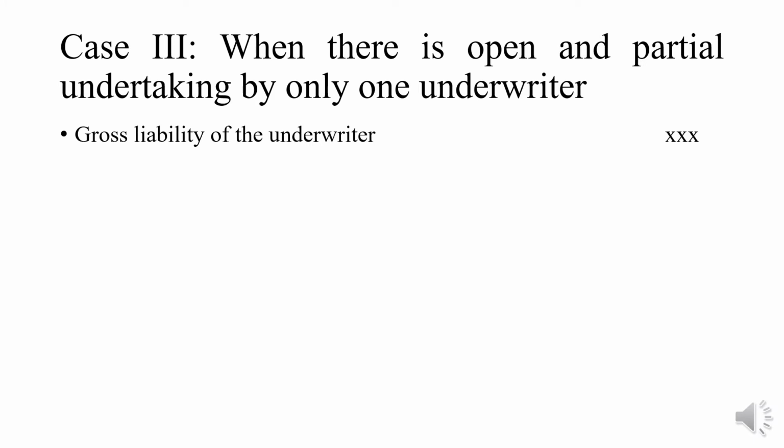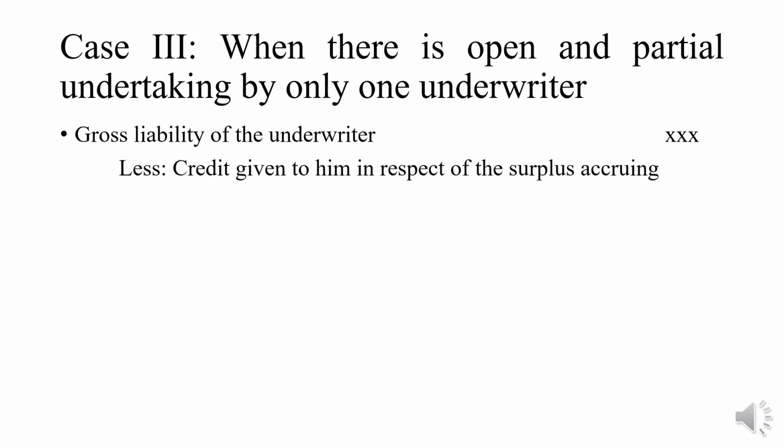So, gross liability of the underwriter. In our example, since he is going to underwrite 80% of the total issue, and since the total issue size of the company is 1 lakh, the gross liability of the underwriter is 80,000. Then from that we have to deduct the credit given to the underwriter in respect of the surplus accruing to the company.